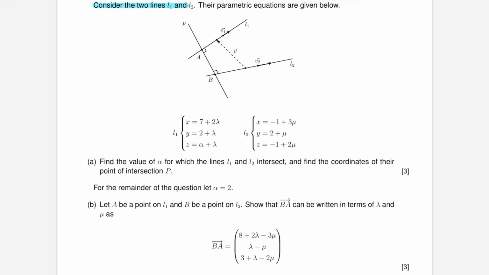All right, so let's get to exercise number 3, a demanding vectors exercise. So this one involves vectors and lines, and a third line which is perpendicular to the first two. So let's get to it. Consider the two lines L1 and L2, which are illustrated, by the way, in the diagram. The parametric equations of these lines are given right here and right here. Find the value of alpha for which the lines L1 and L2 intersect, and find the coordinates of their point of intersection P. Now, if they intersect, they occupy the same position in space, which means that they're going to share the same x, y, and z coordinates at the same time.